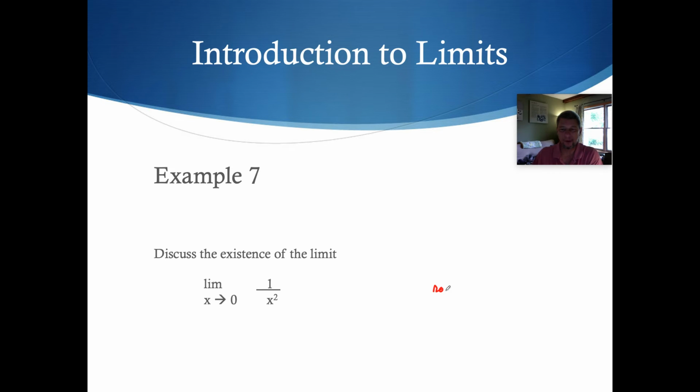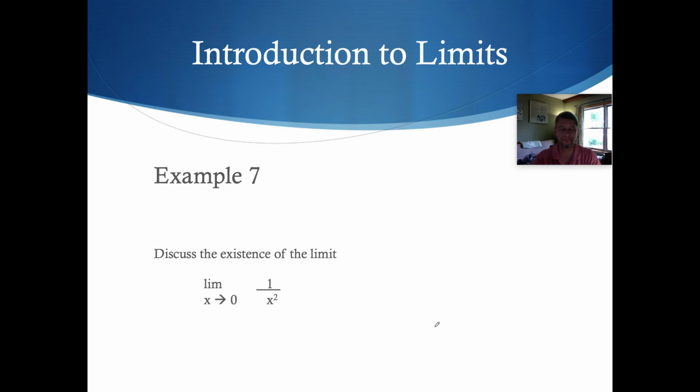Example number 7 shows a different scenario. Here, you're asked to discuss the existence of the limit as x approaches 0 of 1 over x squared. Now, of course, if x is equal to 0, 1 over x squared is an undefined term, because 0 squared is 0, and 1 over 0 is undefined. But does the limit actually exist? Well, the answer here is that it does not.